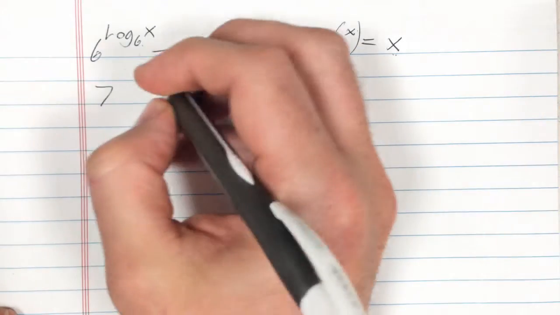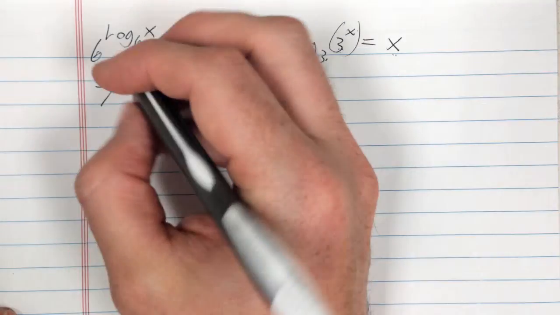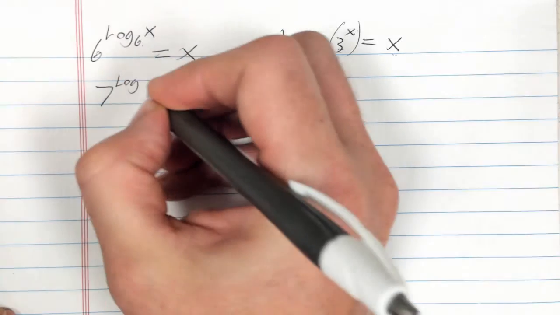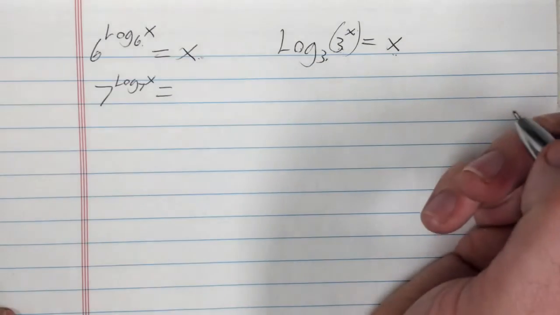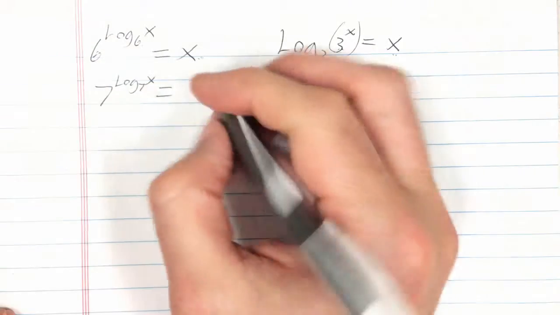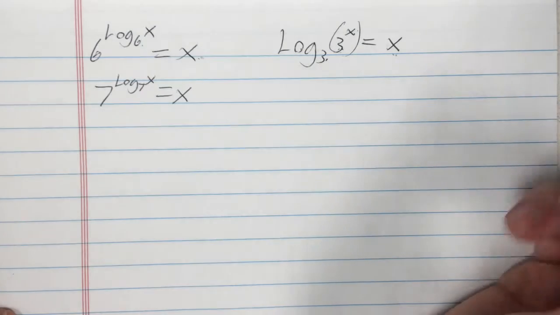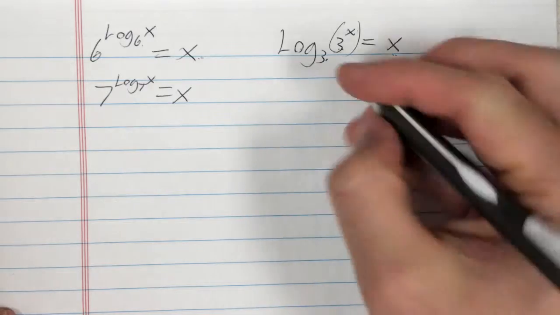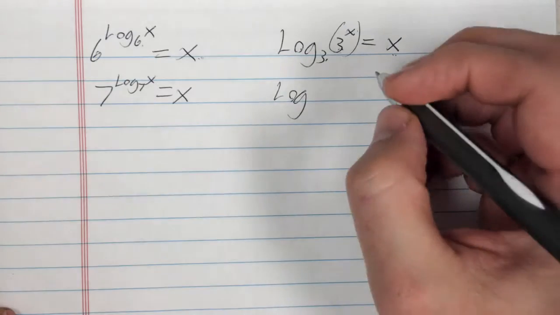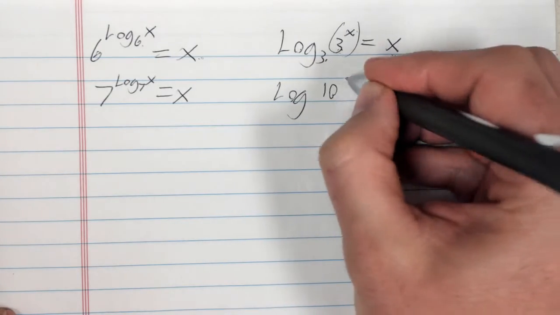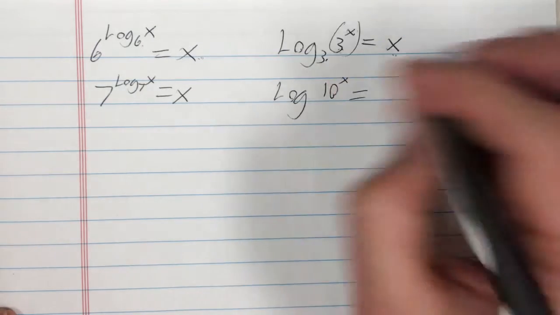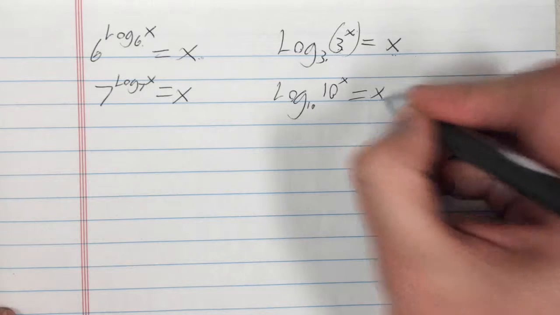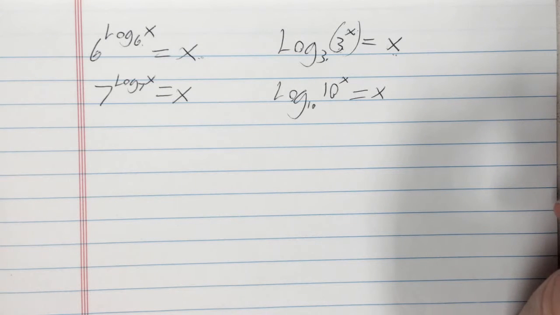All right, 7 to the power of log base 7 of x is equal to x. Log of 10 to the x is equal to, well, what's the base? It's assumed base 10. So that's equal to x.